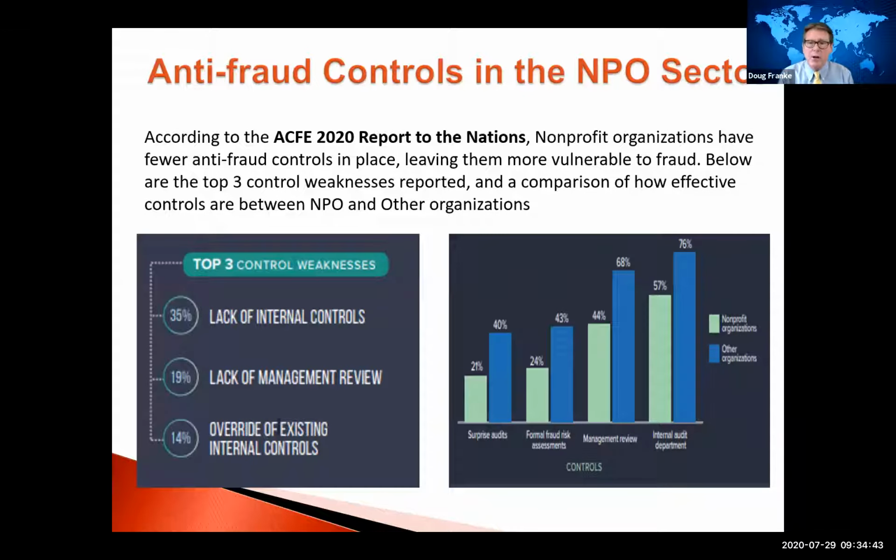Okay, so anti-fraud controls in the not-for-profit sector, as we see the top three, as I said, is lack of internal controls. They don't set it up. And management doesn't review, okay? They just don't do their job. Or the third one is they override controls. And that leads to fraud. I'm the boss. I can tell you to approve this voucher, even though the person who should have done it wasn't there, or was sick. And again, you just override the system, and that's what happens there.